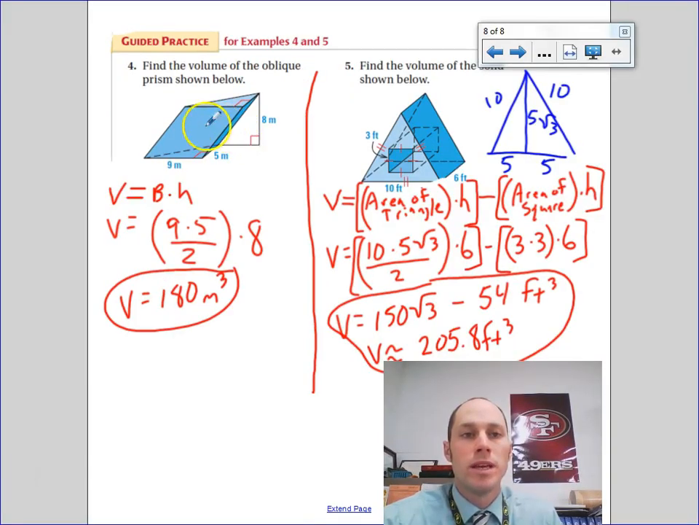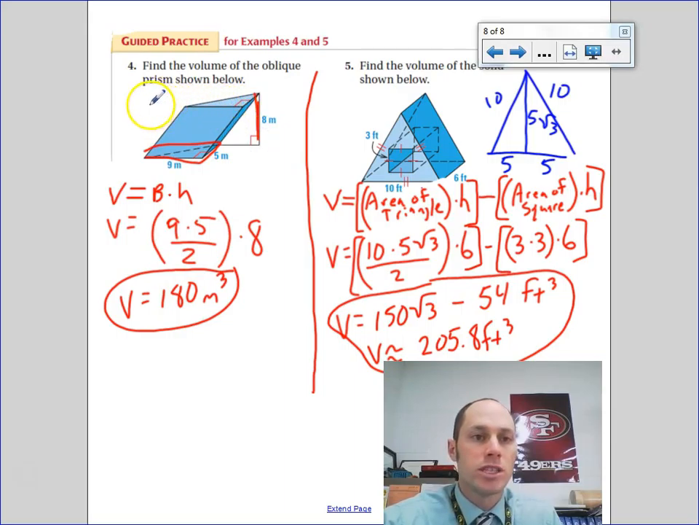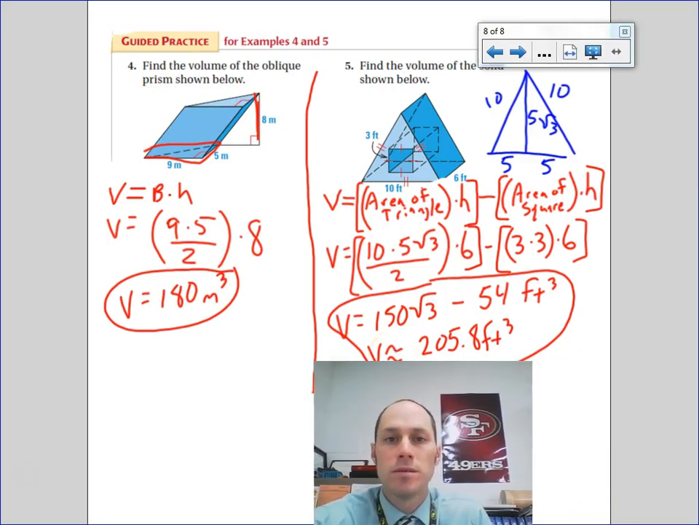So remember, with an oblique prism, it's just tipped over. We still calculate it the same way. Take the area of the base. So in this triangle, base times height divided by 2, 9 times 5 divided by 2 times the height. If I were to push this thing back over, it'd still stand 8 meters tall. So we'd have a volume of 180 meters cubed.